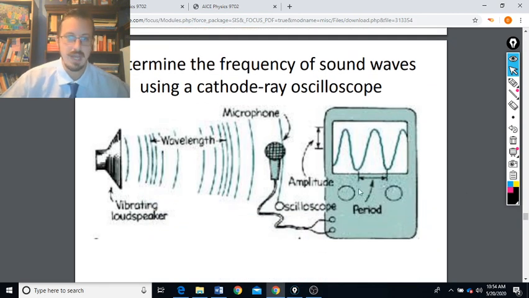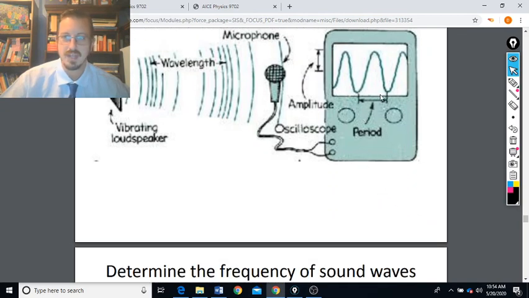Here's a schematic showing that. Here's our vibrating loudspeaker, and we can see that it's showing us the wavelength, right? From this compression to this compression. The microphone is picking that up, and we're getting a signal in our oscilloscope here. You can read off the time period, right? So we're always getting the period of the wave to get the frequency. It's the inverse of that.